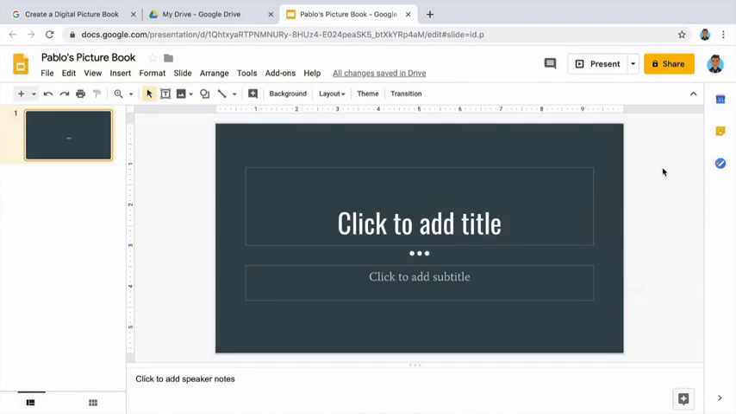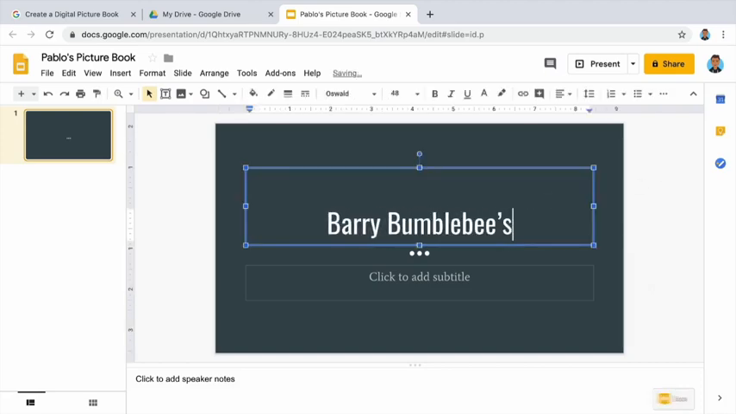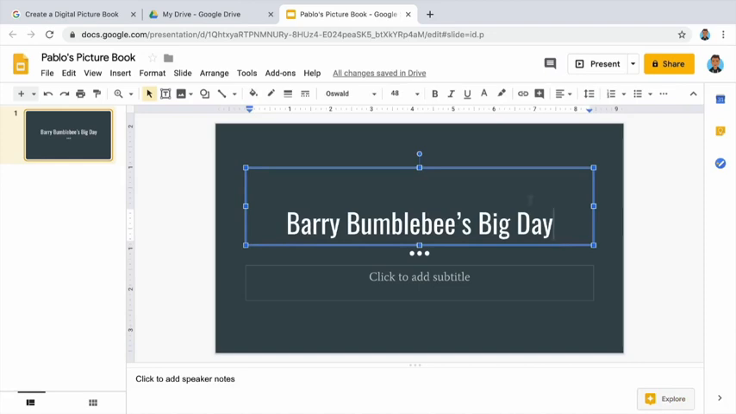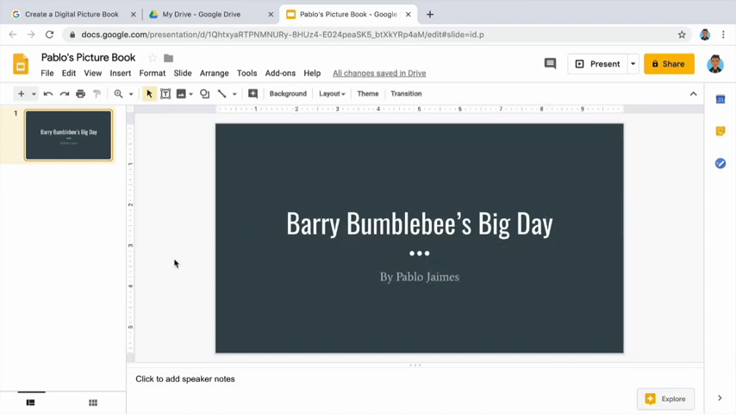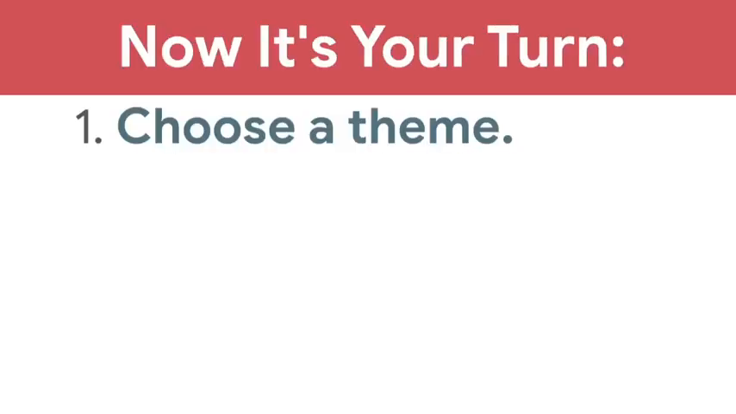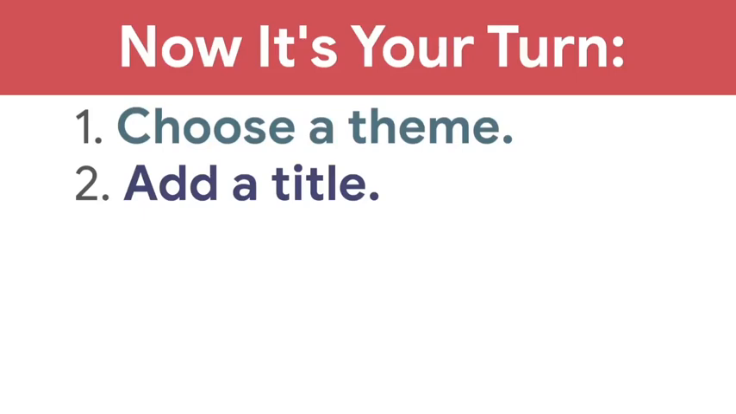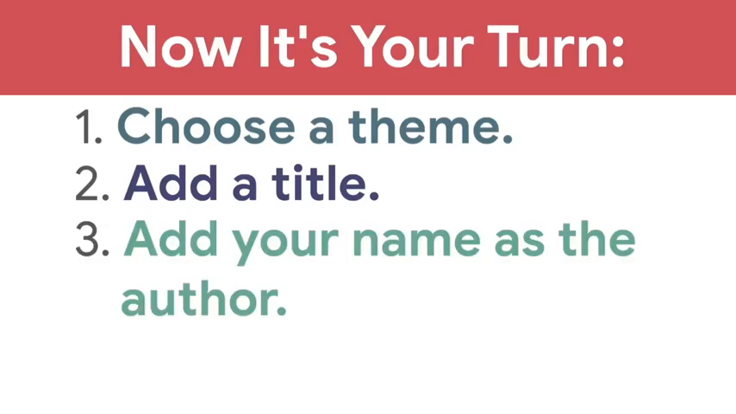Next, create your cover page. The cover page of a book includes its title and the author's name. Choose an interesting title so people want to read your story. Click to add a title, then type it in. Next, type in the author's name. You are the author because you are the person writing the book. Now it's your turn. Choose a theme, add a title, and add your name as the author.